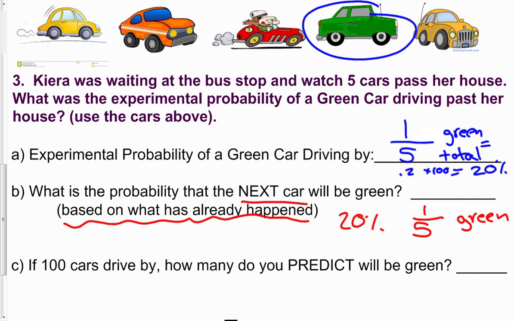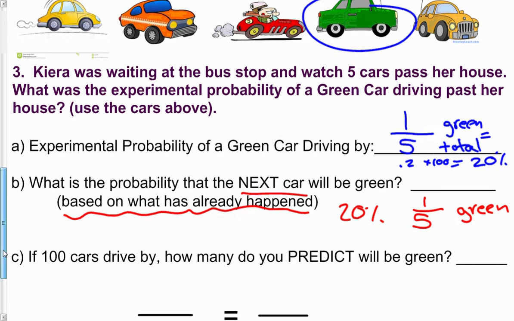So the reason we do an experiment is to see what percent chance it has of happening, and that's going to help us determine what percent chance I have that the next car will have the same results. So these two questions have the same answer. In her experiment, the experimental probability of a green car driving by was 1 in 5. The probability that the next car will be green then is 1 in 5, or 20%.